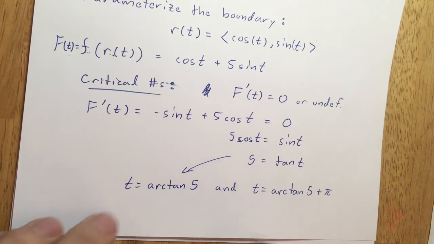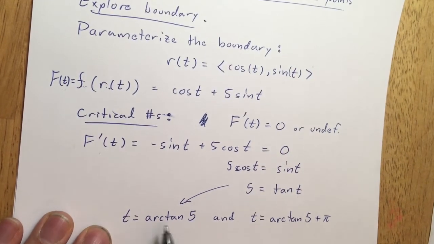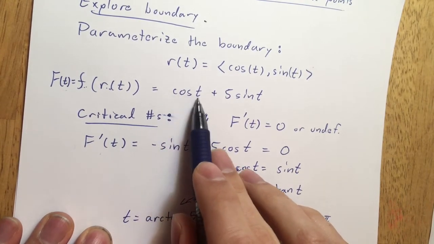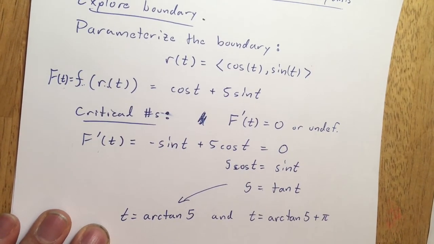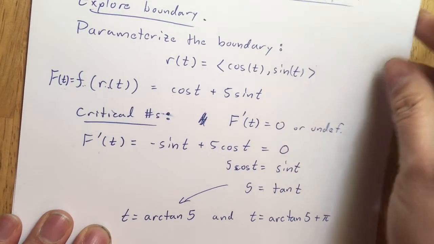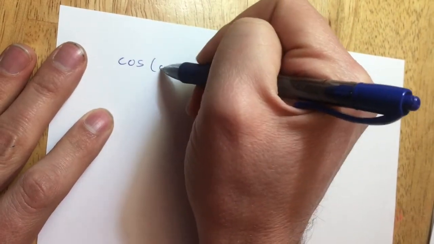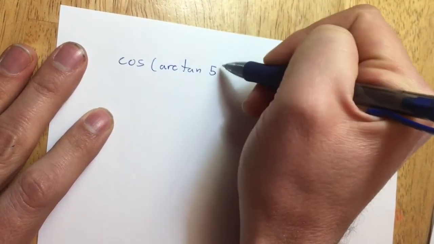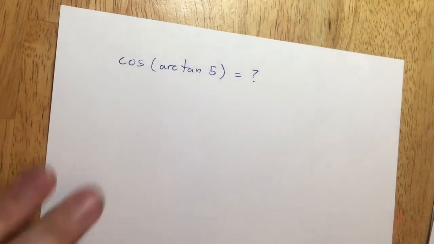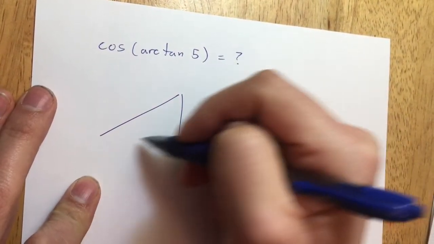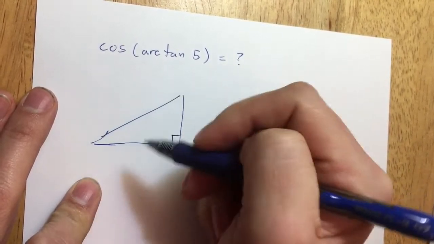So what I'm going to do is plug arctan 5 into this function. So here's the question: what's cosine of arctan 5? Well, there's a trick for doing this. I may as well show you how to do that here. So, what's cosine of arctan of 5? And we'll do sine after this. Well, the trick is to look at a right triangle.